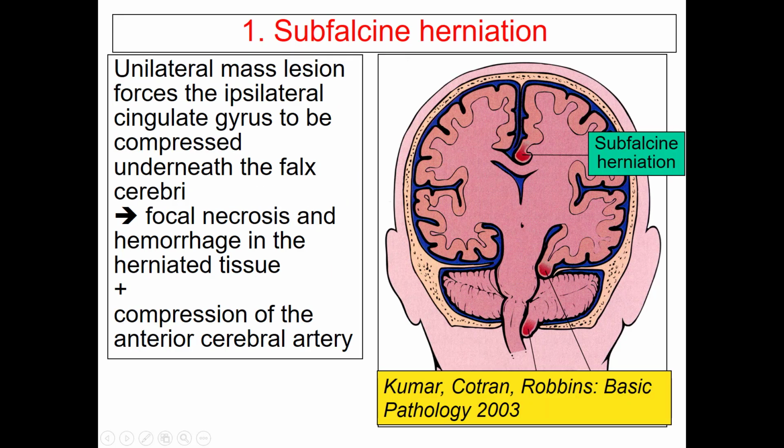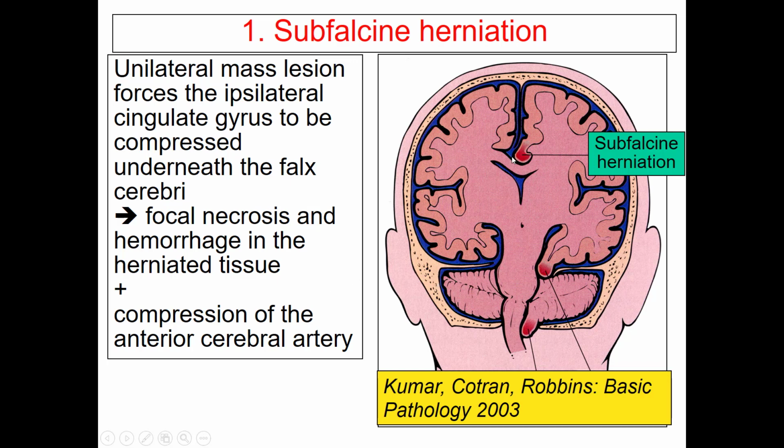So here you see the subfalcine herniation, when a unilateral mass in the brain, in this hemisphere, is going to cause actually a little bit of midline shift, and this is the cingulate gyrus, which is going to be compressed against and onto the other side of the brain, causing necrosis and hemorrhage in this area. This is the subfalcine or cingulate gyrus herniation.